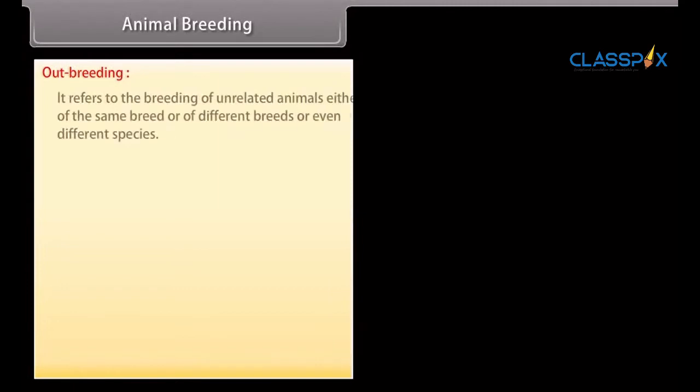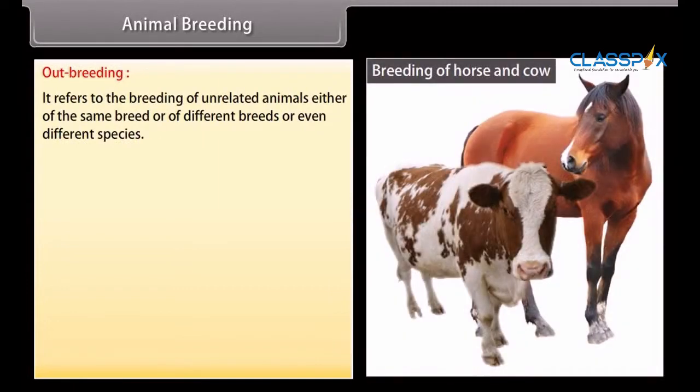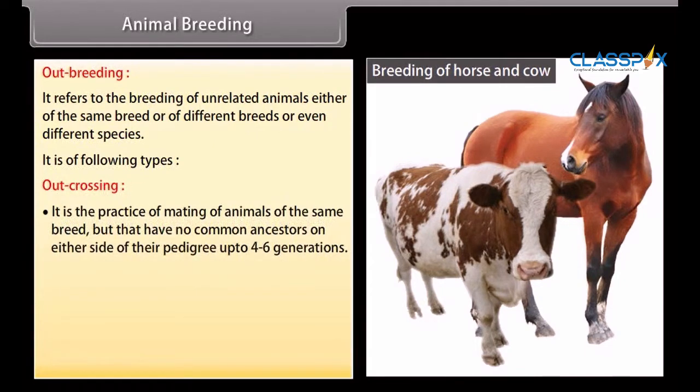Outbreeding. It refers to the breeding of unrelated animals either of the same breed or of different breeds or even different species. It is of the following types. Outcrossing. It is the practice of mating of animals of the same breed, but that have no common ancestors on either side of their pedigree up to 4 to 6 generations. The offspring of outcrossing is called an outcross.